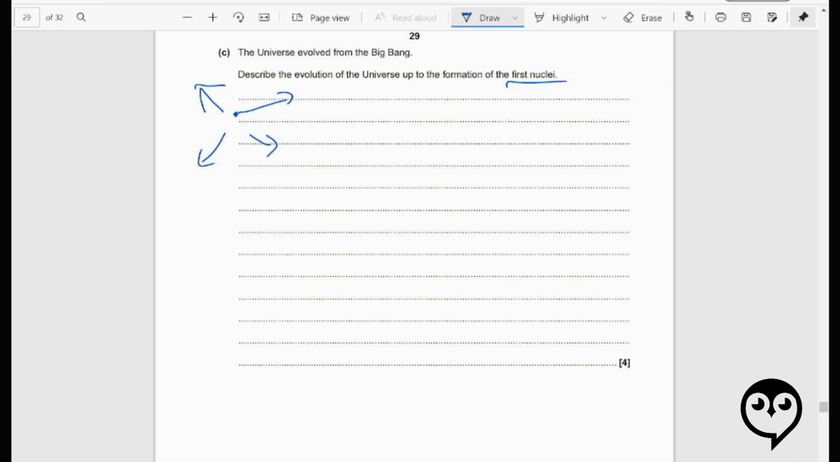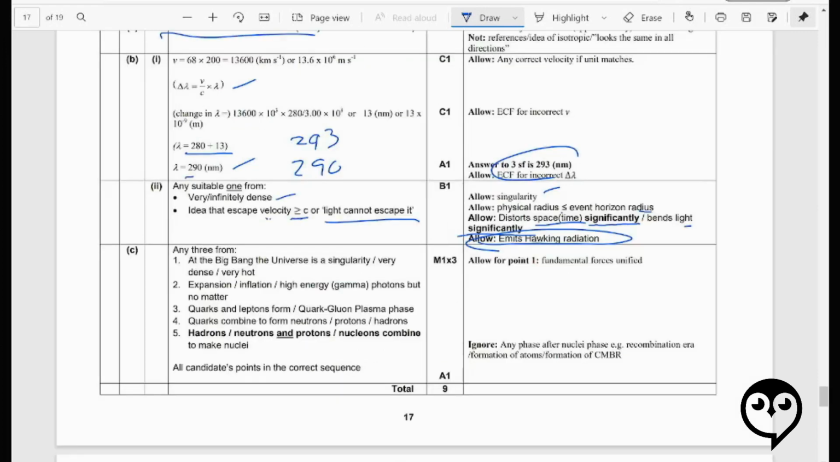This is a little bit out of the realm. I've not taught this side of this, the particle side of the physics course, and so I'll just jump to the mark scheme here. What would we say for 3 marks? The Big Bang was a singularity, very hot, right? There's an expansion. Yeah, don't talk about an explosion. We could say it's expanding, inflating. High energy photons, but there was no matter.